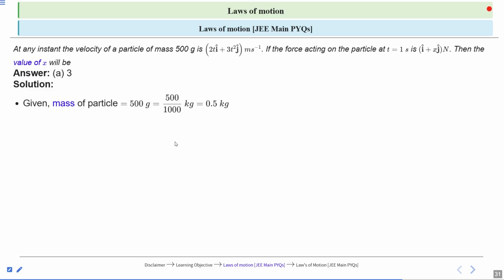The given mass of the particle is 500 gram, and here mass is given in gram, so we need to convert it into kilogram. So just divide by 1000. It will be 500 divided by 1000, so it will be 0.5 kg. Velocity of the particle is given as 2t i cap plus 3t square j cap meter per second.